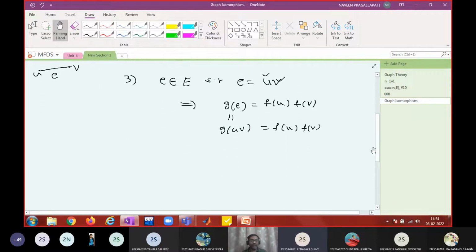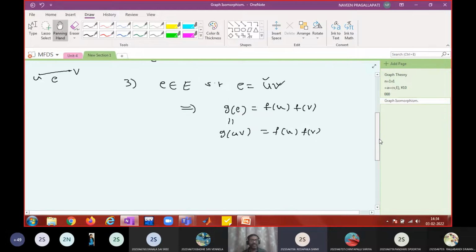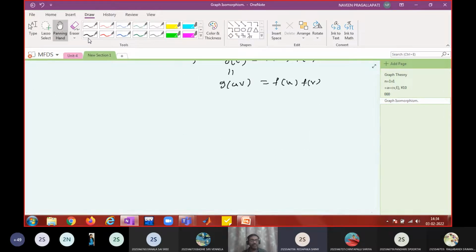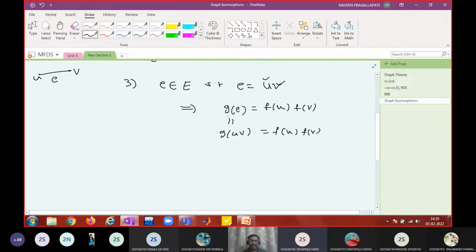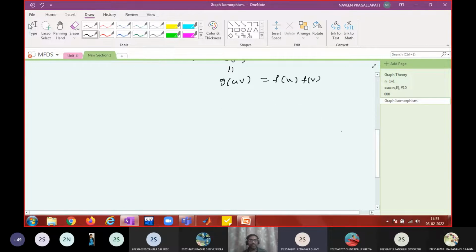So I'll write one example, and tell me whether there exists an isomorphism between those two graphs or not. What you have to do is map vertices of the first graph to vertices of the second graph, and map the edges of the first graph to edges of the second graph, such that whenever you take an edge incident with U and V, their images are also incident with the corresponding images of the vertices. So I'm going to draw two graphs. The first graph is like this.